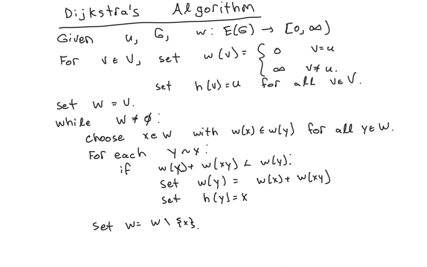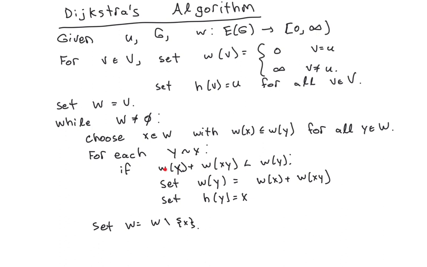So we're going to use a while loop. First, we consider all the vertices in our graph. As long as there's a vertex left we haven't explored, we're going to choose the vertex in our set of smallest weight. Note that on the first run of this algorithm, that vertex of smallest weight is going to be u itself, because it's the only vertex of weight that's not infinity.